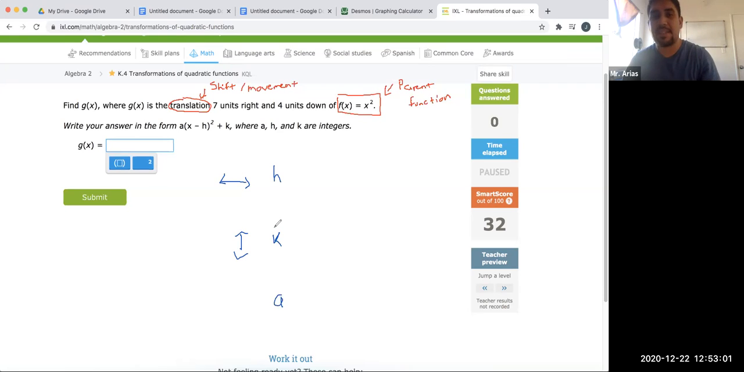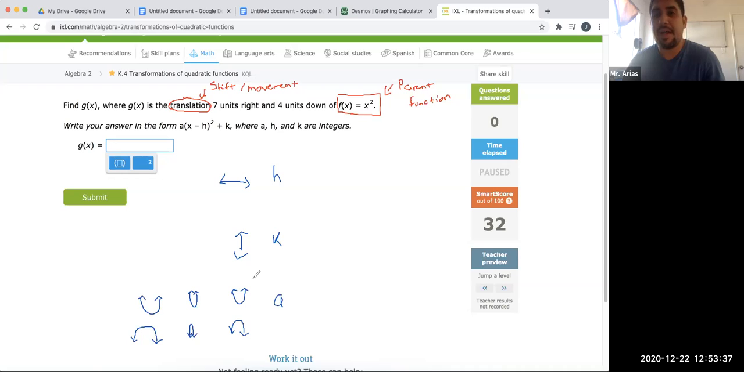The value of k tells us that the mother function is being shifted or translated vertically across the y-axis. And then lastly, the value of a is telling me a few things. It's going to tell me if the function is opening up, if it's opening down, if it's being stretched, or if it's being compressed. So this is kind of like a visual representation of a stretch, and this is a visual representation of a compression.